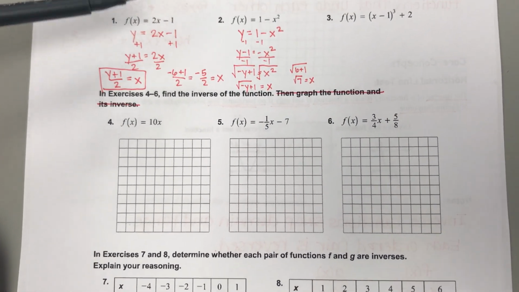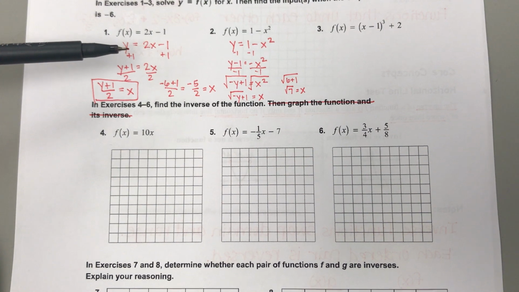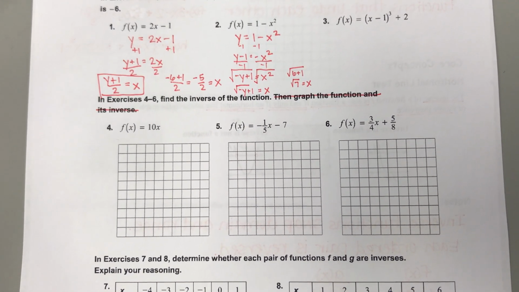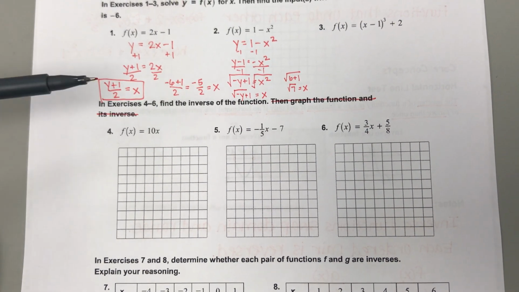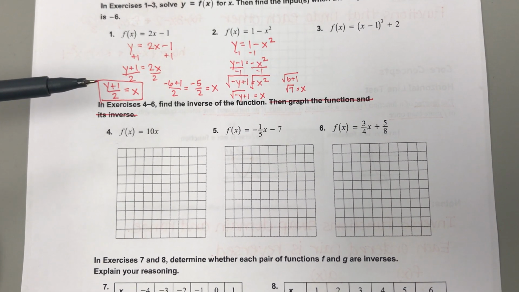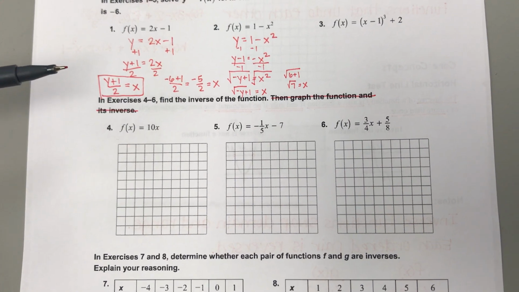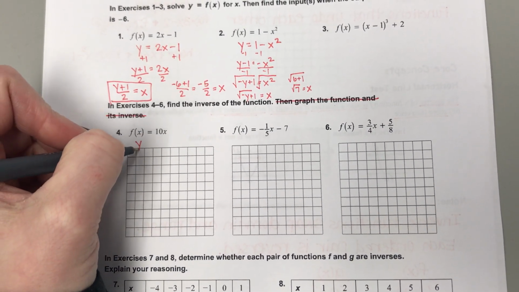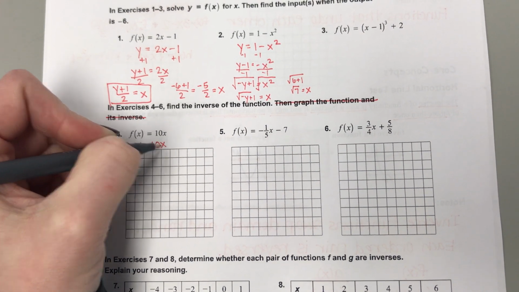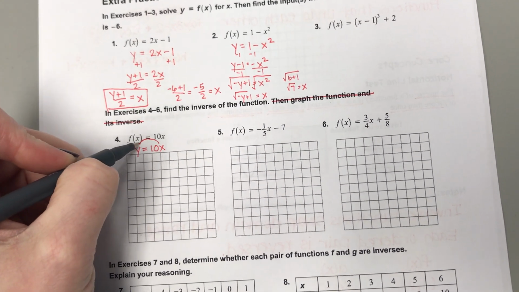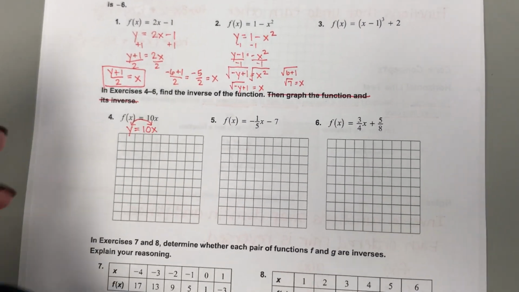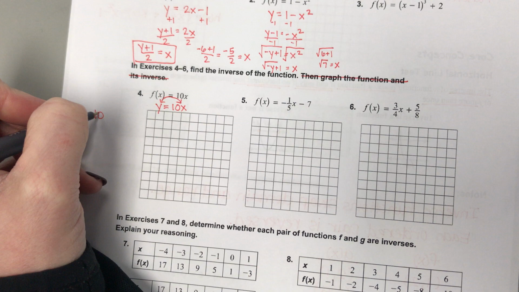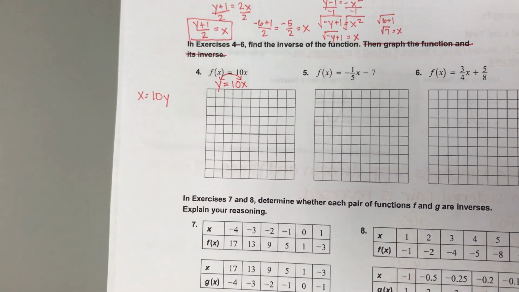So what we were doing here, when we just got x all by itself, that's really similar to how we find the inverse of a function. The only difference is we first swap out x and y. So for instance, if you look at number 4, and I say that this is y equals 10x, the first thing I'm going to do is switch x and y. So I'm going to have x equals 10y, and then get y all by itself.